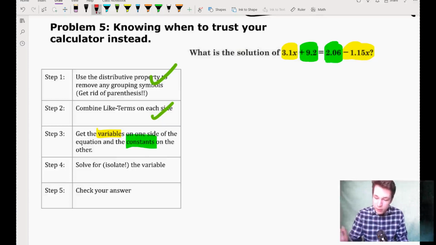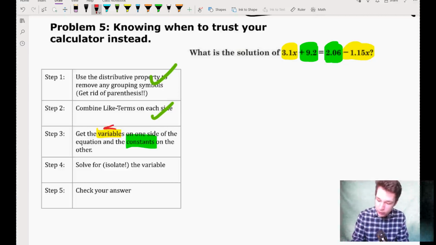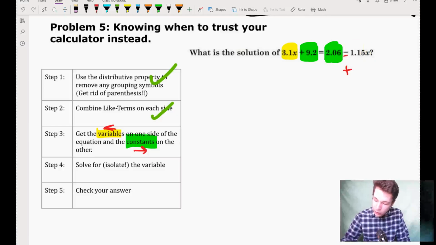We can move on to step 3 though, which just says let's move the yellow over to whichever side you want and the green over to the other side. As long as they're on opposite sides, that's fine. I always like to stick with one method because I mess up less often. I like to move my variables over to the left and my constants to the right. Let's move the variables first. Let's move this term over. It's negative 1.15, so I need to add 1.15x to both sides.